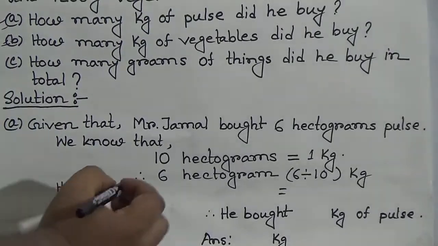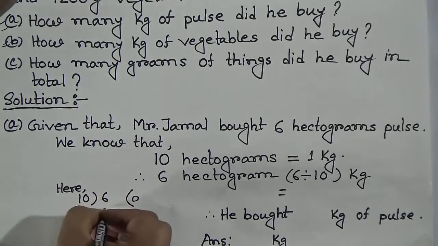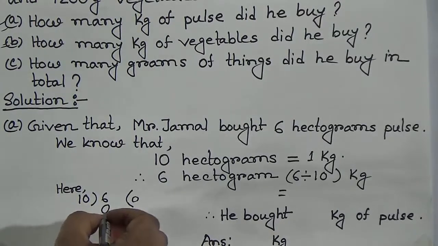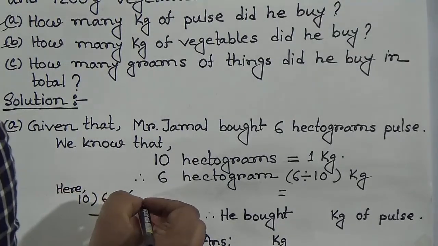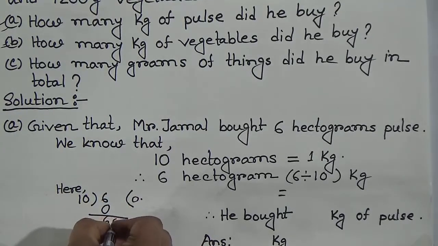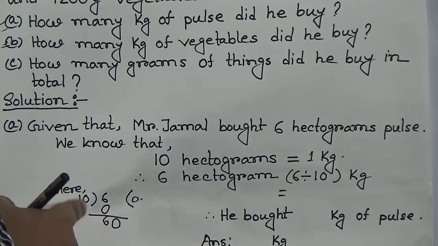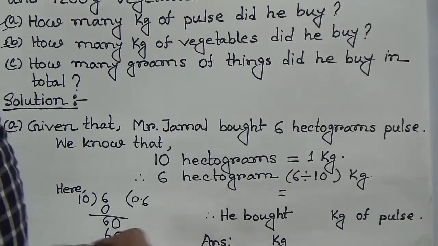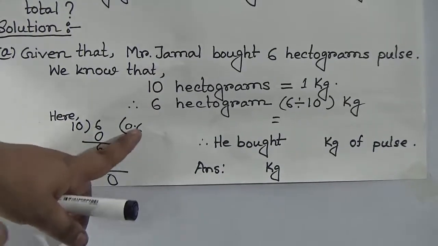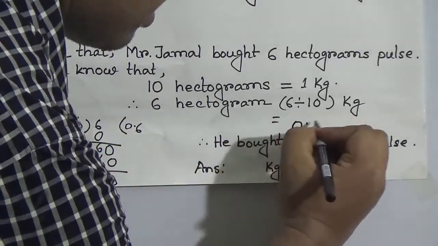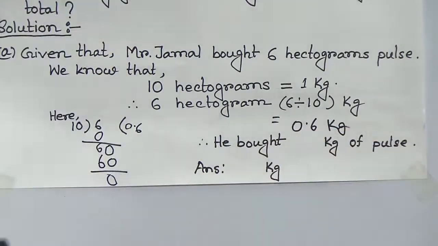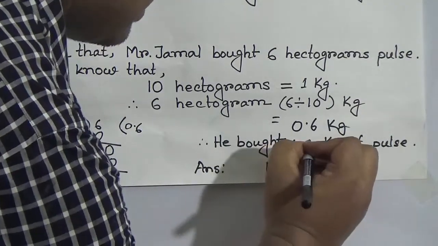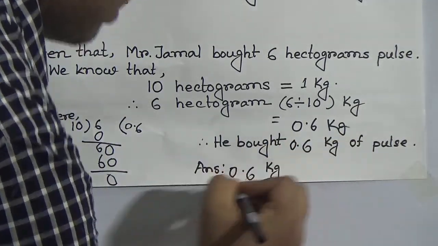In 6, 10 goes in 0 time. That means 0 times are 0. By subtracting we get 6, and 6 is smaller than 10. For this reason we give here point, for this point give here 0. Then in 60, 10 goes in 6 time. That means 6 tens are 60. If we subtract, then 0. That means the answer is 0.6 kg. So he bought 0.6 kg of pulse, and this 0.6 kg is the answer.